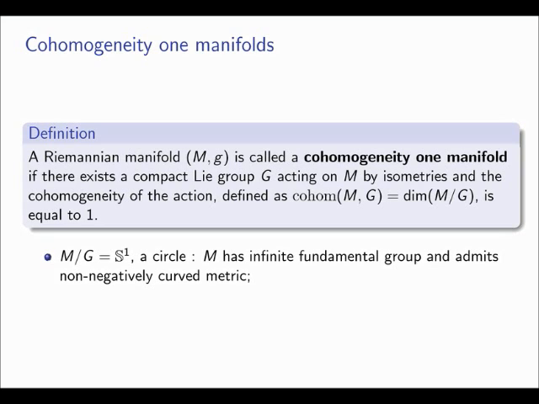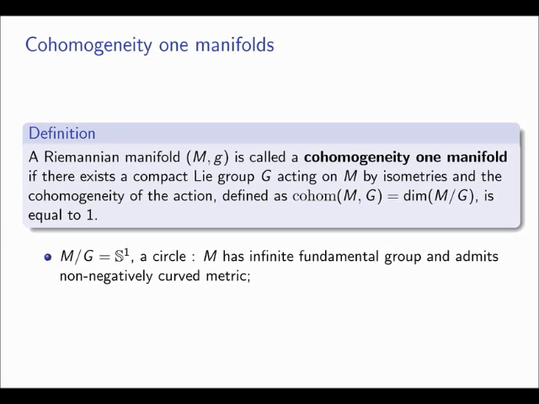So the manifold has dimension equal to 1, and the manifold is compact. So M quotient by G is a compact manifold. In one dimension, we only have two examples. One example is given by the S1, the circle.